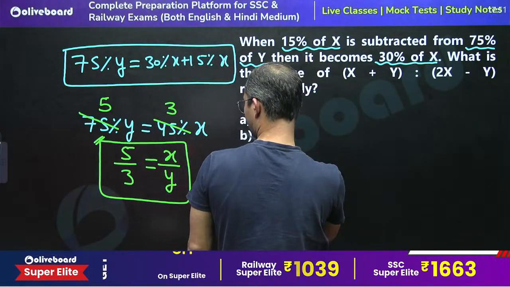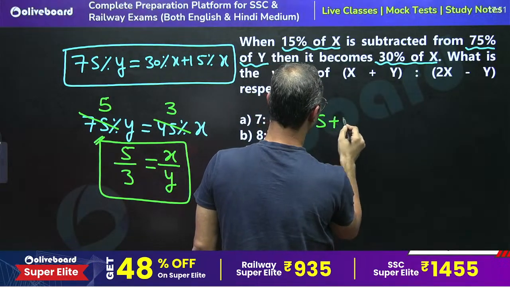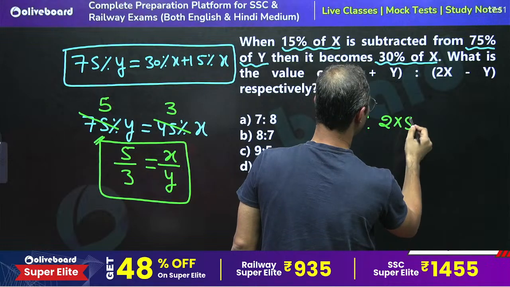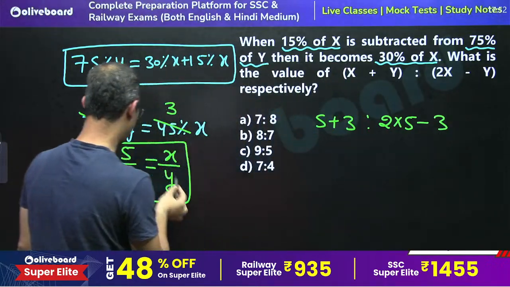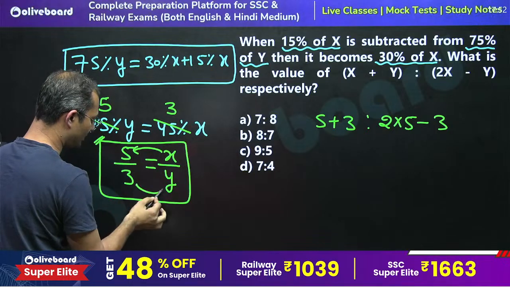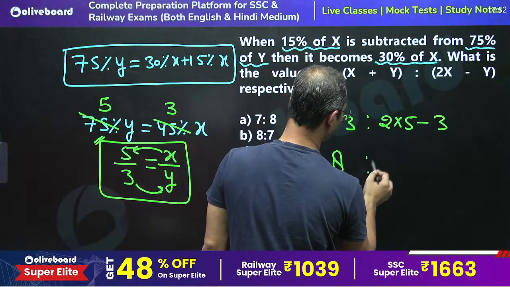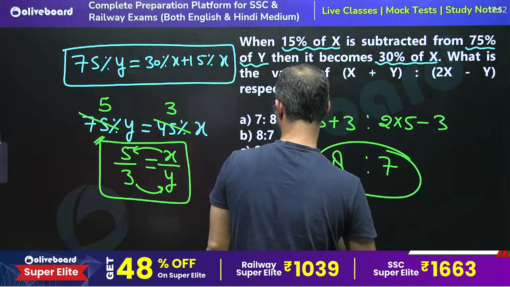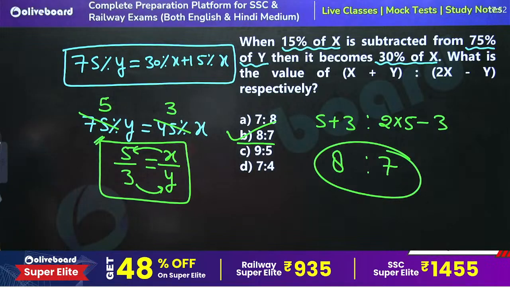Now what is the value of x plus y is to 2x minus y? Just take 5 for x and 3 for y and solve this. So x plus y is 5 plus 3, that is 8, is to 2 into 5 minus 3, that is 10 minus 3, that is 7. So 8 is to 7 is the right answer. Option B is the right answer.